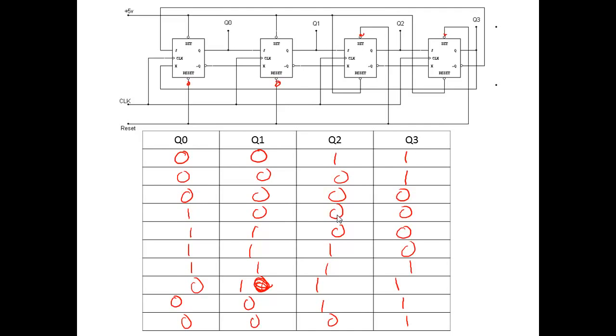Okay, that's shift registers. If you have any questions or problems, rewatch the video, and this should cover everything you need to know.